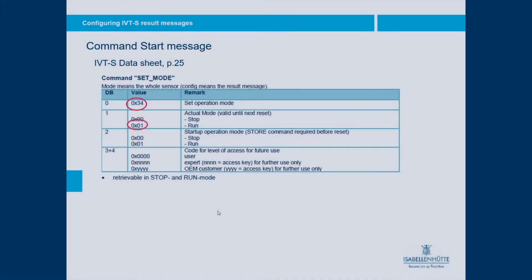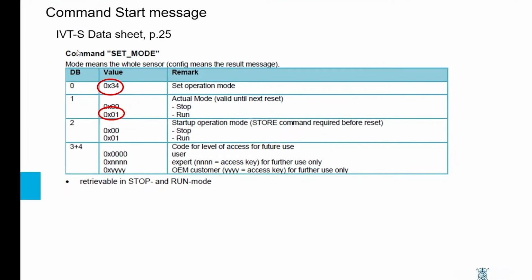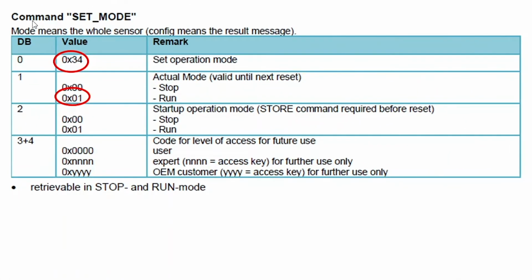The last message we will have to send is the command start message, also to be found on page 25. Again, we have to go back to the section command set mode. Again, we will have to type in our data byte 0, 0x34 for the set operation mode. This time though, we will choose data byte 1, 0x01 for run.